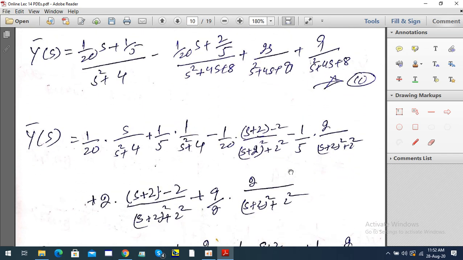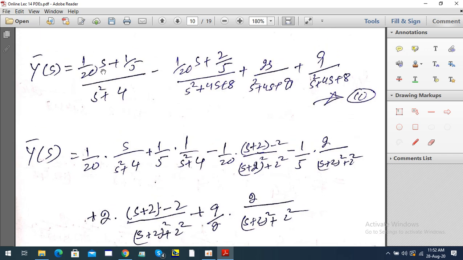So you can see, just simplify this. 1 by 20 into s over s square plus 4, plus 1 by 5 into 1 over s square plus 4, minus 1 by 20 into s by this thing. So I have added and subtracted 2 with this s, s plus 2 and minus 2. And look at this one: the denominator is actually (s plus 2) whole square plus 2 square. So when you solve this one, you will get this.